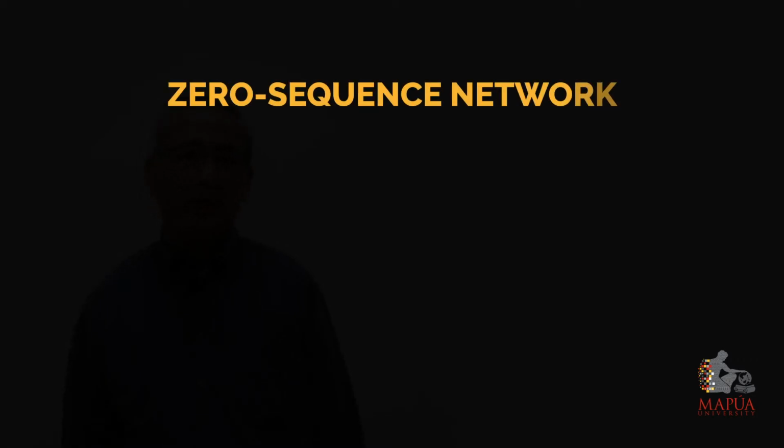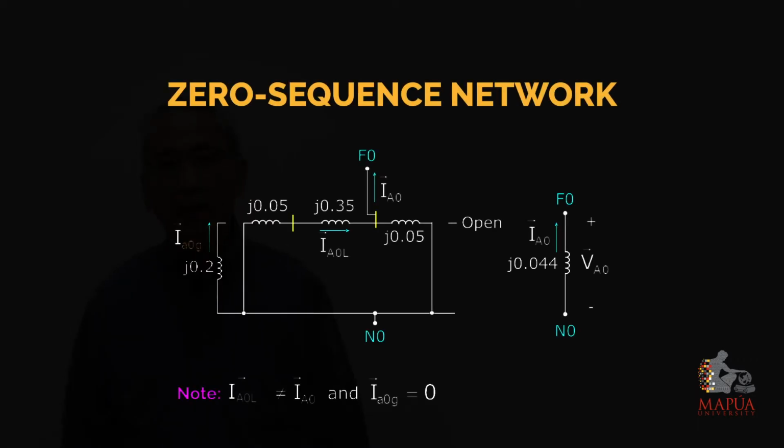For the zero sequence network, this is how it is drawn. We need to consider how the transformer is connected to the system, and in this case, it is connected delta Y-grounded. So we need to get the Thevenin equivalent of this zero sequence network. Notice that the current flowing through the transmission line, I0L, for the zero sequence network is not equal to the current flowing through the faulted point F0, and Ia0G is equal to 0 since it is hanging.